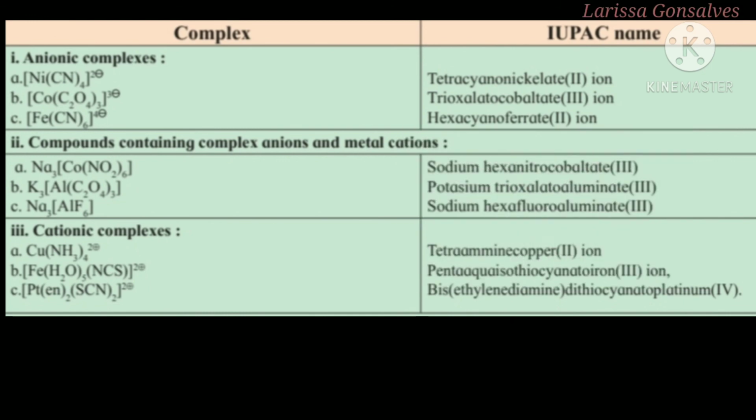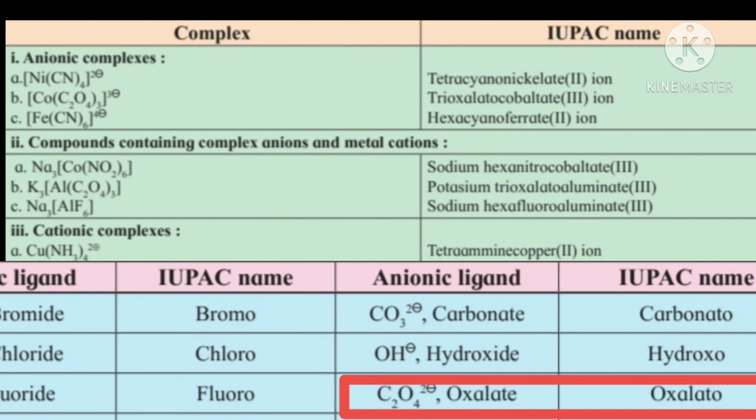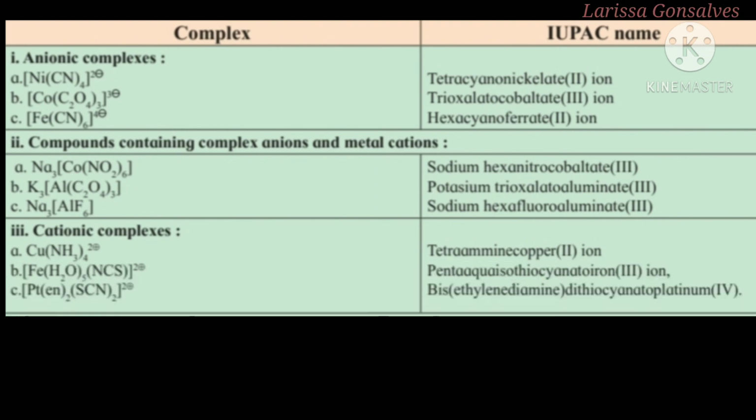Let's solve the second example, that is [Co(C2O4)3] the whole raised to 3 minus. The name of the ligand C2O4 is oxalate, so it will be written as oxalato. How many times is the ligand? 3 times. So it will be trioxalato. The central metal ion is cobalt. Since it is an anionic complex, it will become cobaltate. And then 3, which is the oxidation state. So the name becomes trioxalatocobaltate(III) ion.